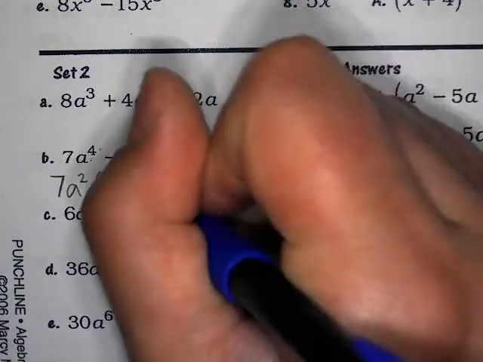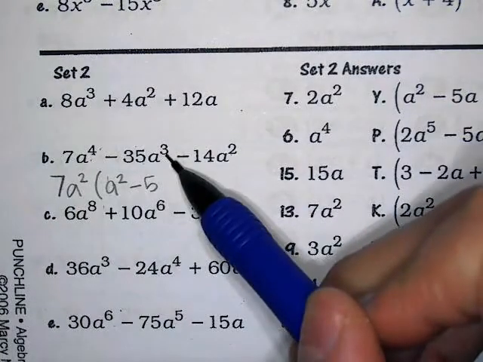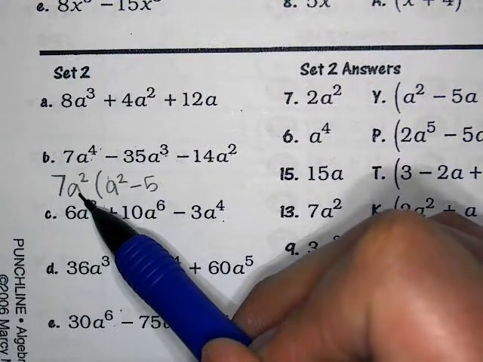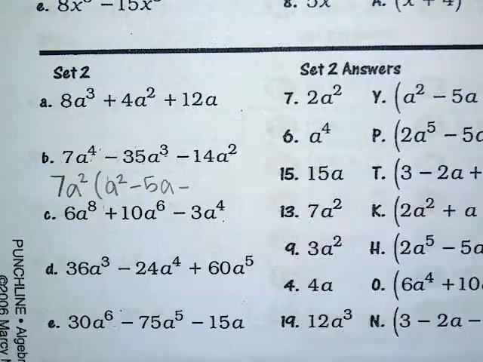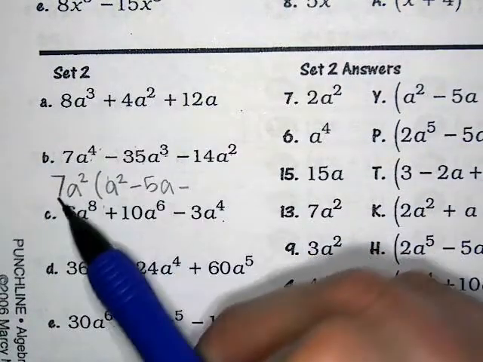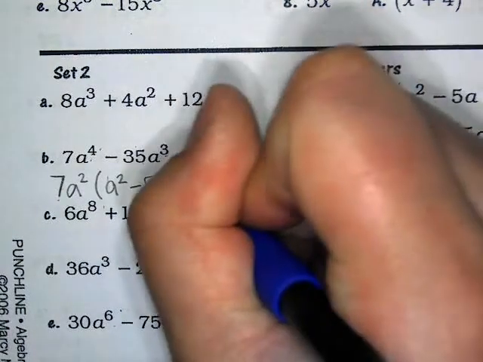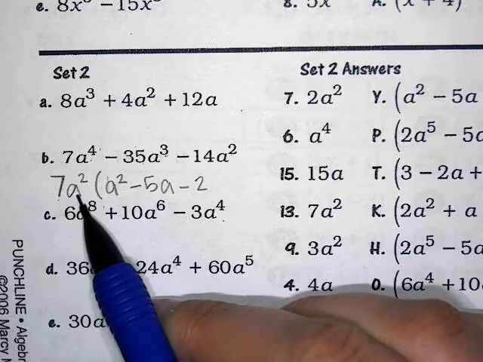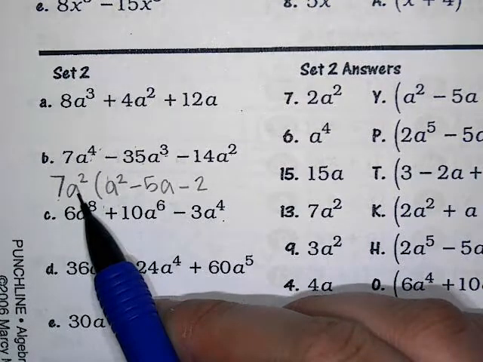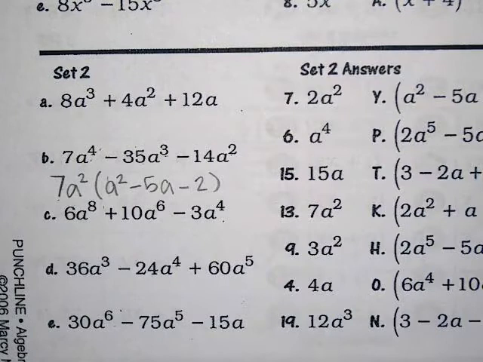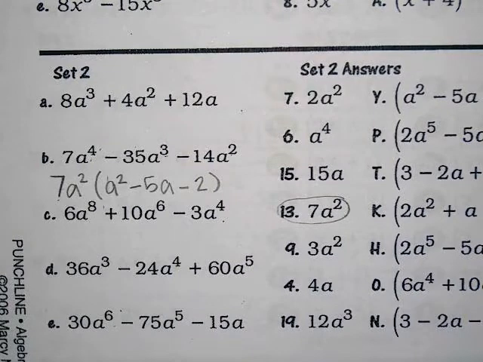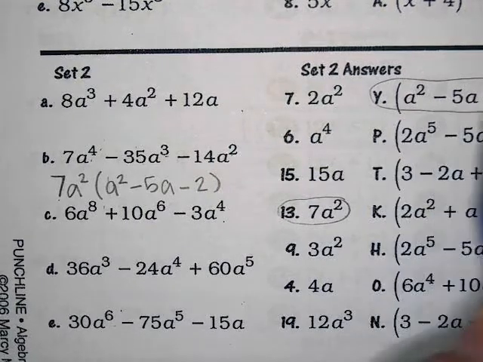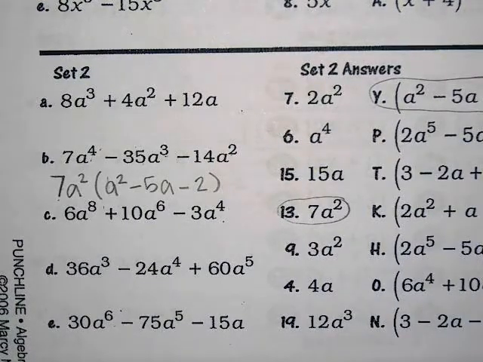Okay? Now, on the next term, 35 divided by 7 is 5. Okay? We have 3 a's. We took 2 of them out. We got 1 left over. Okay? Now, 14 divided by 7 is 2. We had 2 a's. We took them out. So no more a's. Okay. So now we got 7a squared. 7a squared is number 13. a squared minus 5a minus 2 is a y. So in box 13, we're going to put a y.